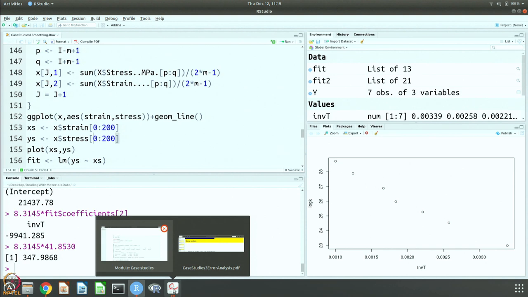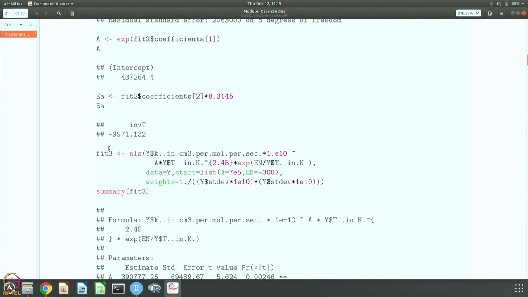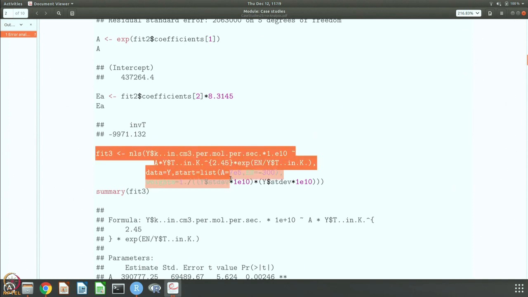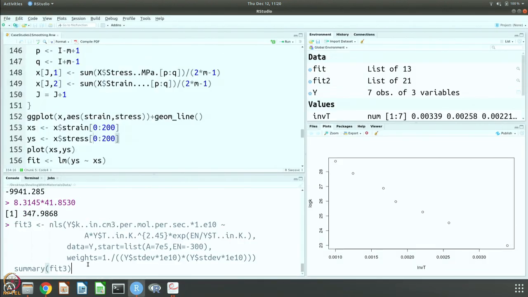Of course, you can do one more where we are going to do the nonlinear fitting. Let us do that and see how it is different from our earlier fits.